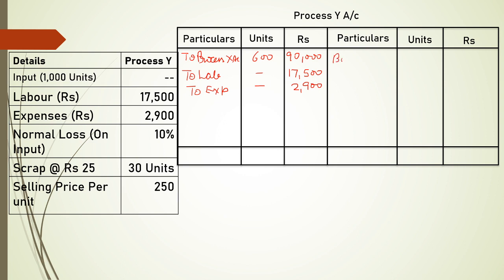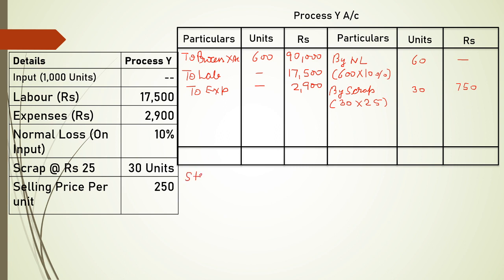Now again, first we have to consider the losses and scrap, which we have to credit on the process account. By normal loss: here the normal loss is 10% on input, and the input of this process is 600 units. So our normal loss is 10% of 600, which is 60 units, and there is no sale value for this normal loss. It is loss of weight, so we don't write anything in the amount column. The second entry is by scrap, and scrap units here are 30 units, which are sold in the market at the price of rupees 25 per unit. So the net realizable value here is 750 rupees.